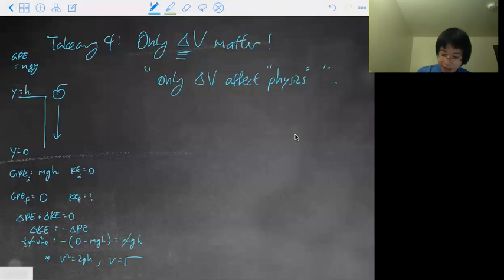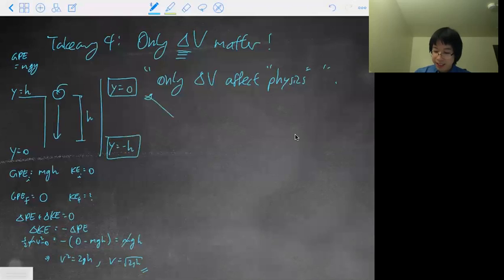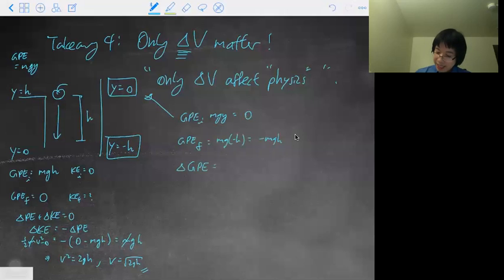So that's one way, but I can equally call this 0, and this is minus h, like this, right? So the distance is h, but I can redefine this as 0, and this as minus h. So the absolute GPE here, the GPE is mgy, right? It's going to be 0 initially, and the GPE final is going to be mg times minus h, right? So minus mgh. What is the change in GPE? So final minus initial, which is minus mgh minus 0, right? Did I do something wrong?